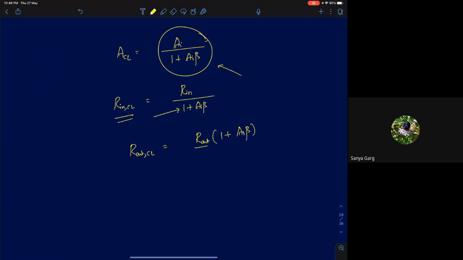Similarly, the output resistance, we just showed that it's getting multiplied by a huge factor, which is 1 plus AI beta. And this is happening because of negative feedback. And when we began this discussion on current amplifiers, we said the ideal input resistance should be as low as possible, and the ideal output resistance should be as high as possible. And what we are seeing here is that it's going in the right direction. After introducing negative feedback, the input resistance is becoming lower and the output resistance is becoming higher. So the current amplifier has become a better version of itself after the application of negative feedback.